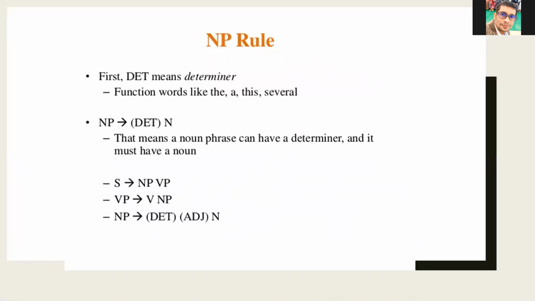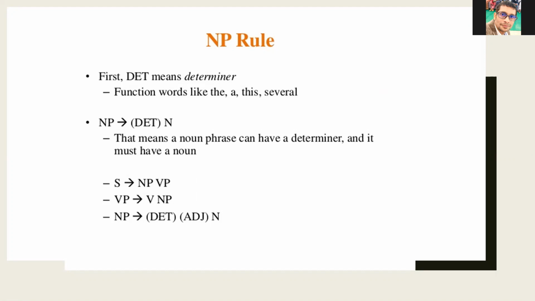Now there are some NP rules, that is, noun phrase rules. First, DET means determiner, and there are also function words like the, these, several, and all the articles. NP is, as I have already mentioned, determiner and noun. That means a noun phrase can have a determiner and it must have a noun. You can have a look at the structure.